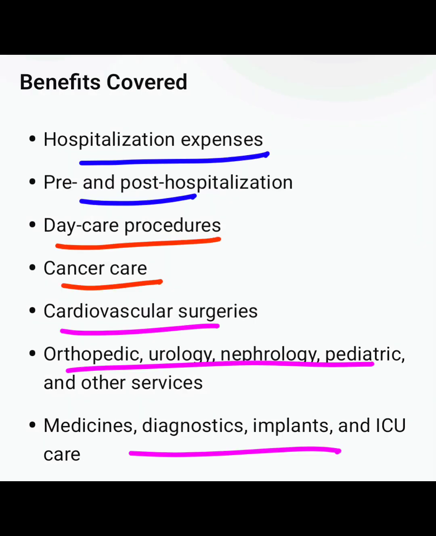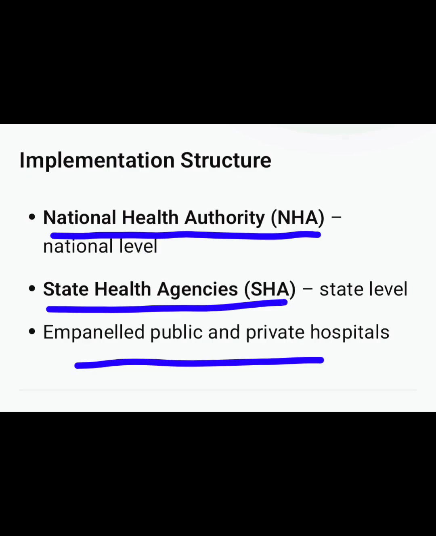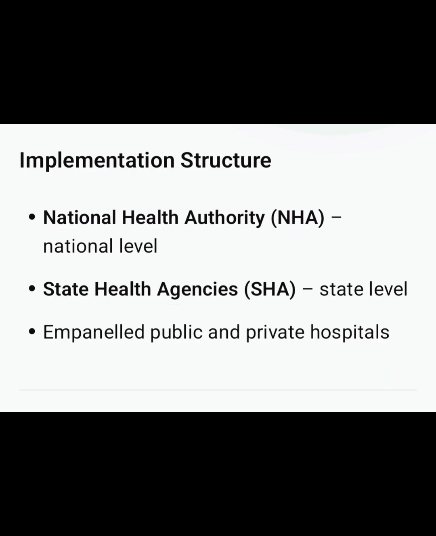So what are the benefits covered? Hospitalization expenses, pre- and post-hospitalization, daycare procedures, cancer care, cardiovascular surgeries, ortho, urology, nephrology, pediatric and other services. Mostly they are focusing on medicine, diagnostics, implants and ICU care. Then the implementation structure: National Health Authority, NHA, at national level; State Health Agencies, SHA, at state level; and empanelled public and private hospitals. So these are all the implementation structure.